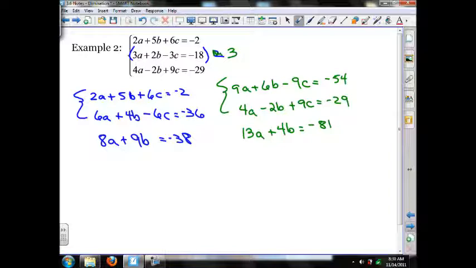Any questions getting there? Yep, that's what it says.